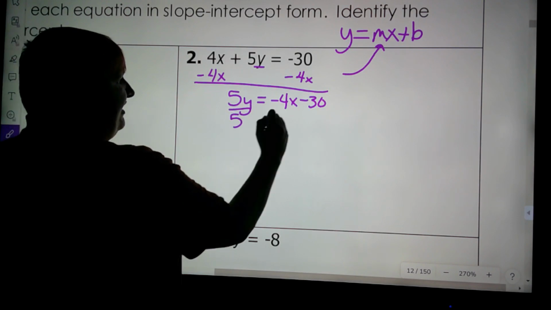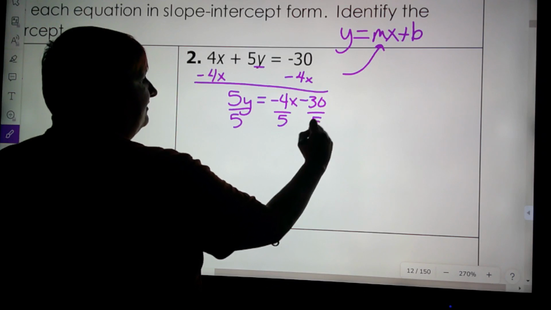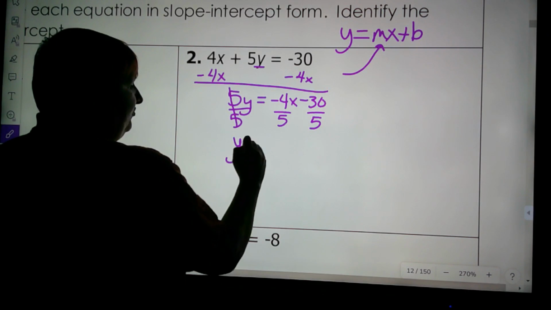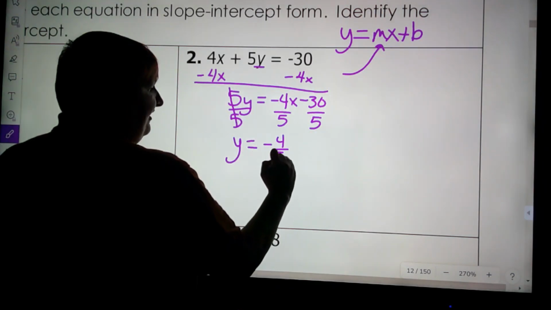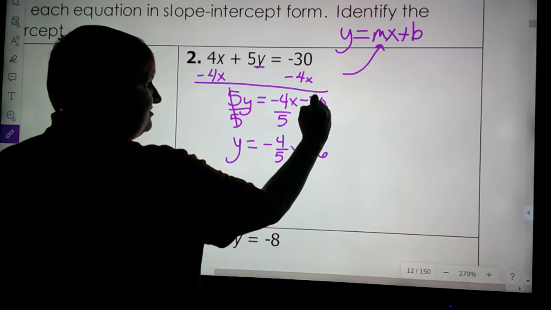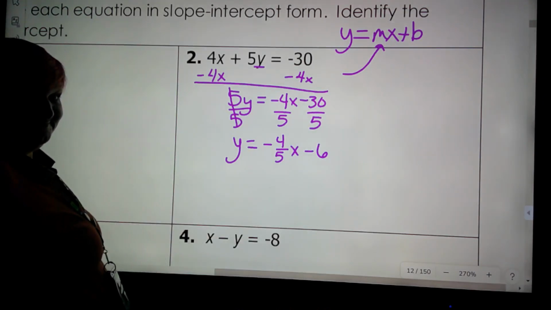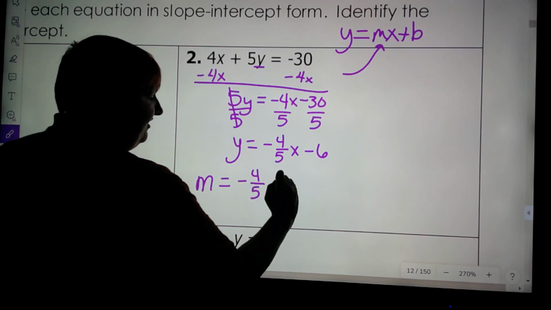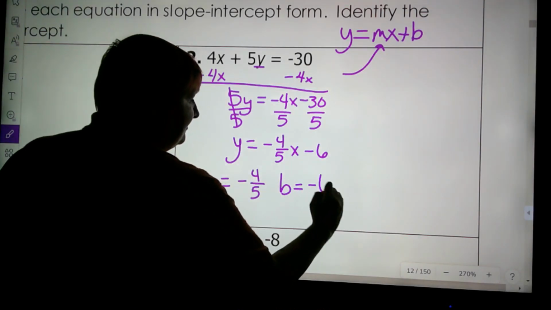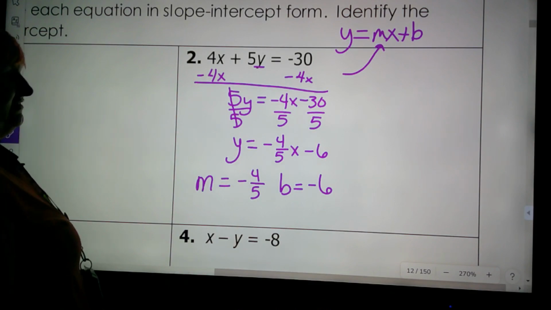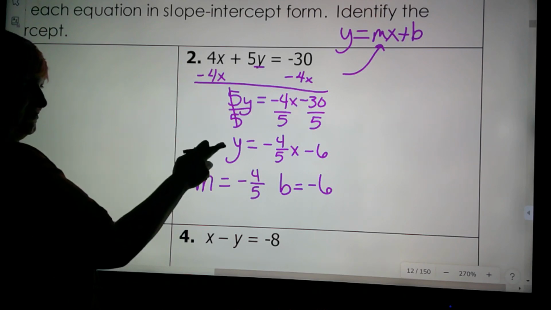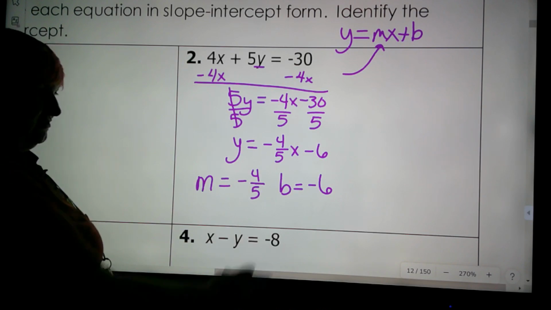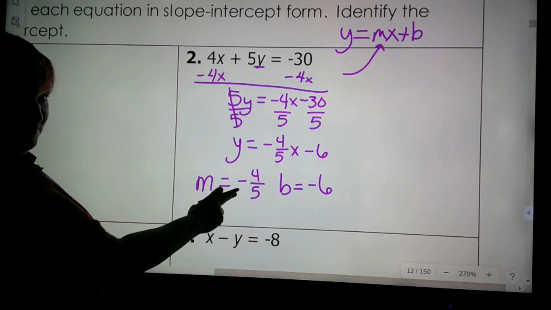Get rid of this 5 by dividing. Now you understand why we had to learn two-step equations. You're left with y equals negative 4 over 5x minus 6, because 30 divided by 5 is 6. So our slope is negative 4 over 5, and our y-intercept is negative 6. Standard form, slope-intercept form, slope, y-intercept. First point, directions to your second point.